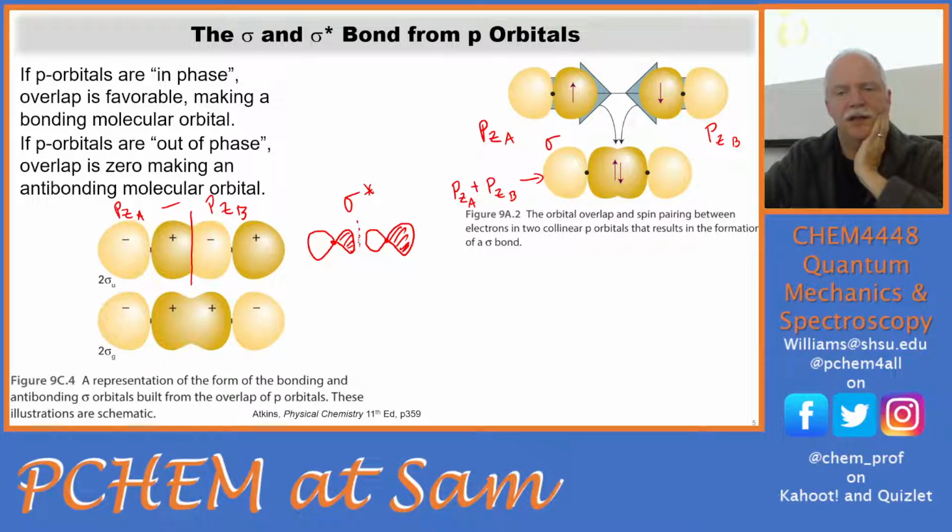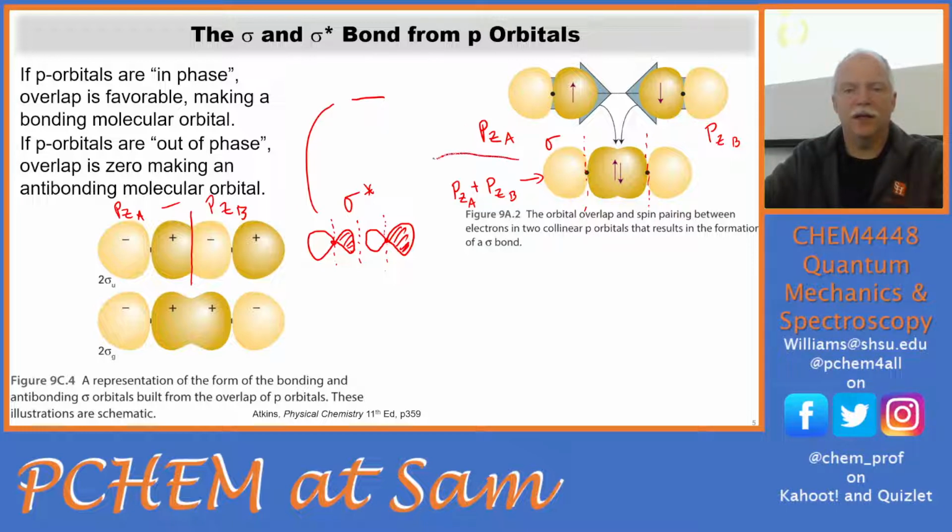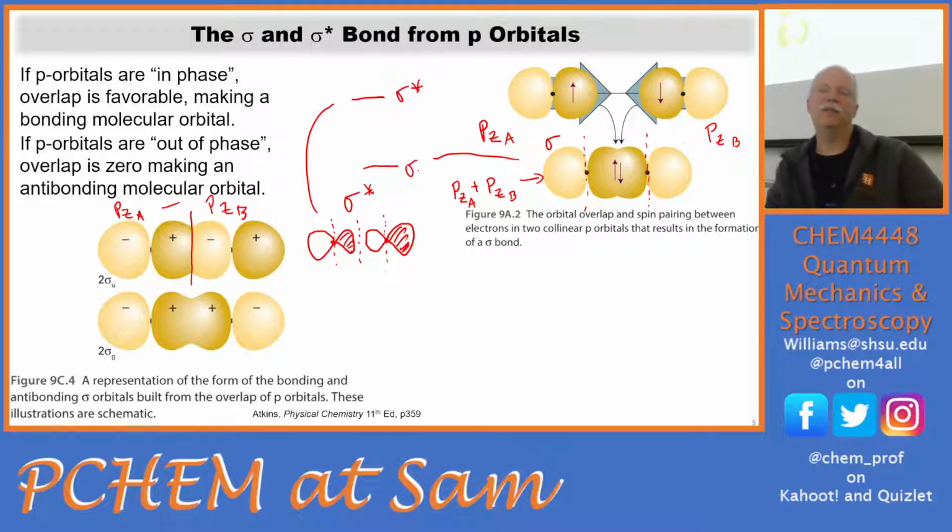It's got that node. This one has 3 nodes. There's a node on each of the nuclei. And this one only has 2 nodes. It's got a node right there and a node right there. So you know now which one's going to be higher in energy. This one is going to be up at the top, and this one is going to be down here. Right, and that should be straightforward.